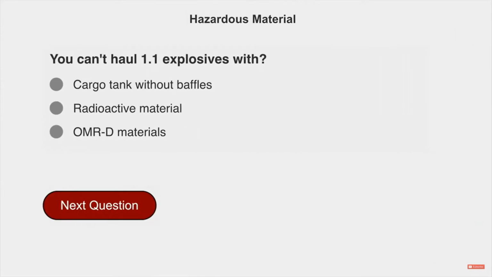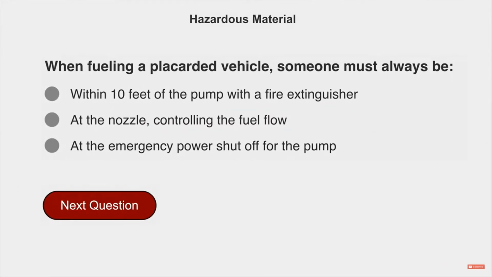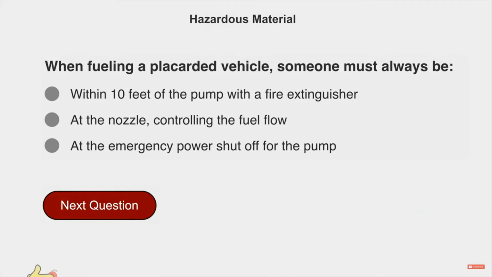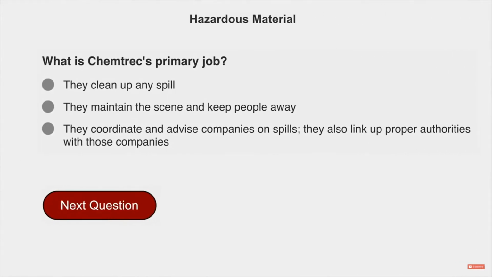You can haul 1.1 explosive with radioactive material. When fueling a placarded vehicle, someone must always be at the nozzle controlling the fuel flow. What is Chemtrack's primary job? They coordinate and advise companies on spills. They also link up proper authorities with those companies.